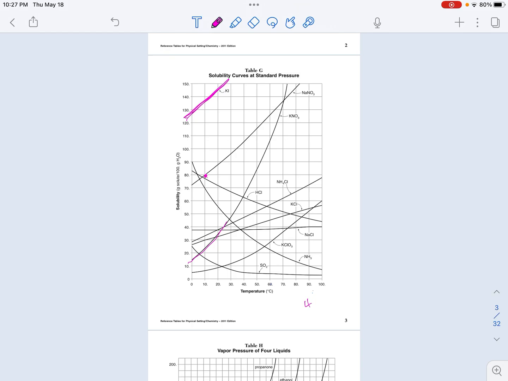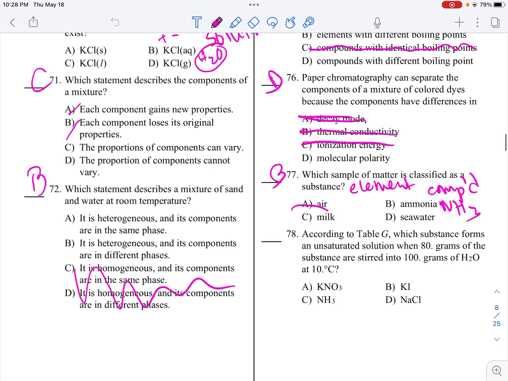Let's just keep going. NH3 is here. Notice how the point is above that curve, so that'd be supersaturated. And NaCl is here. The point's above it, so it's got to be KI.